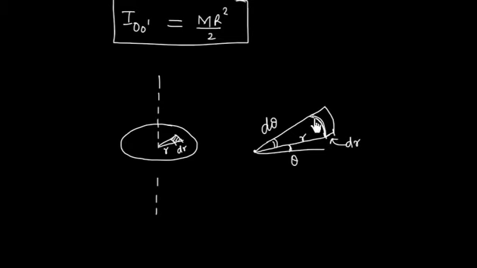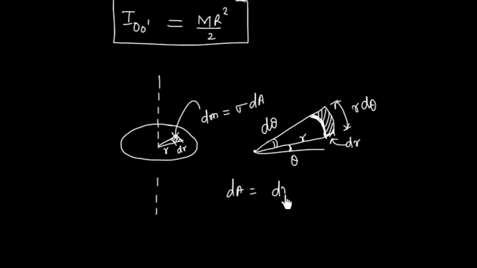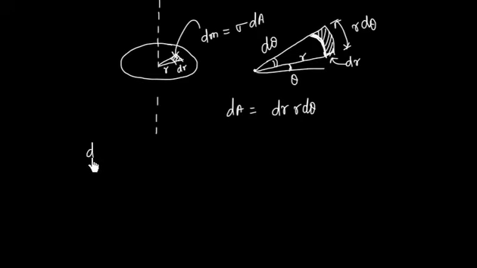So what is this length? This length is r into d theta. So this curved length is r into d theta. So what is the area of this elemental portion? That is this portion. So we can calculate the mass for this portion. This is sigma times dA, and dA is nothing but dr into r d theta. So the mass dm is equal to sigma into r dr into d theta.